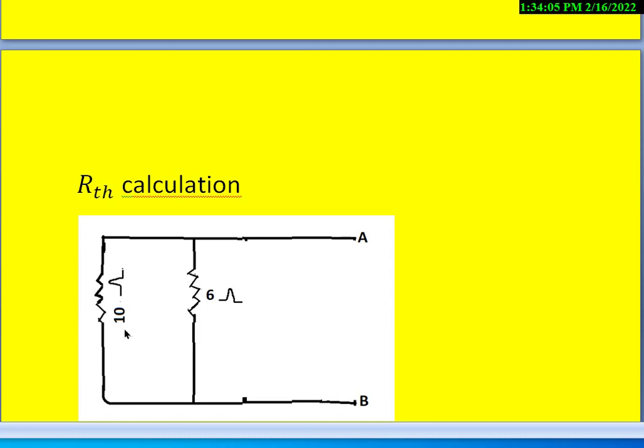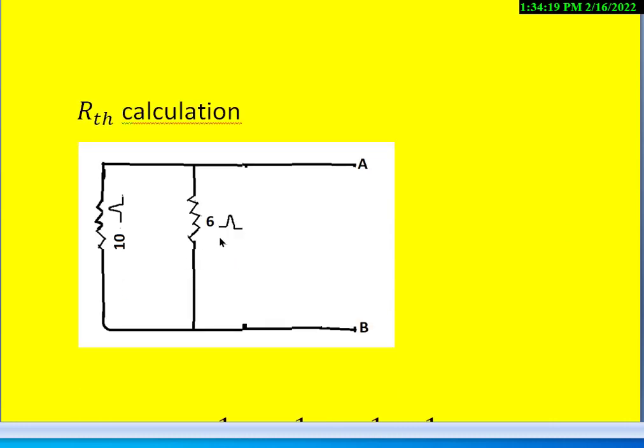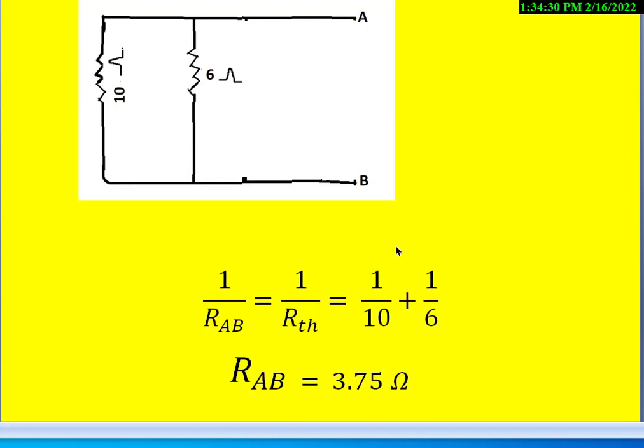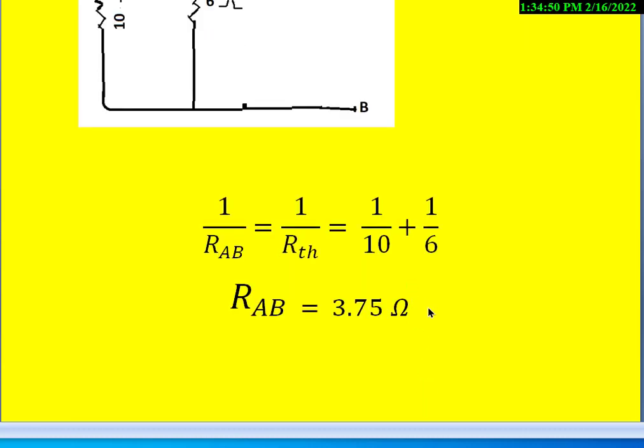So then we get 10 ohms in parallel with 6. So the resultant of 10 and 6 is nothing but the Thevenin's equivalent resistance. So that we can write as 1 by RAB, which is also equal to 1 by R Thevenin, is equal to 1 by 10 plus 1 by 6. After simplification, we get R Thevenin, which is also equal to RAB, is nothing but 3.75 ohms.